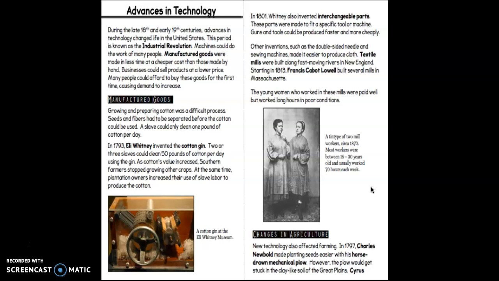So this is a picture, a tin type, literally a photo that has been produced on a tin-like product. So it's very hard and stiff and like it says, made out of tin. So a tin type of 2 mill workers around 1870. Most workers were between 15 to 30 years old and usually worked 70 hours each week.